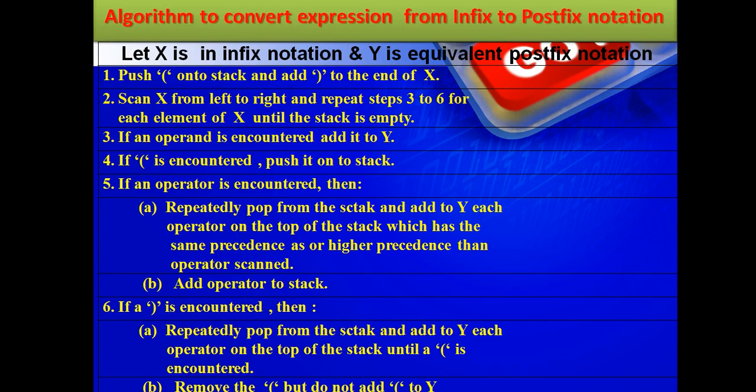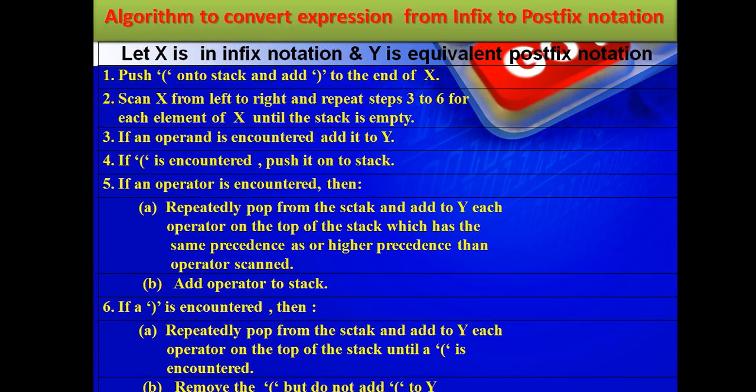Scan x from left to right and repeat steps 3 to 6 for each element of x until the stack is empty. Now the stack is not empty because a left parenthesis is there. Let us follow now. As I told you, the possible symbols while scanning you may get are either a left parenthesis or a right parenthesis or an operand or an operator.